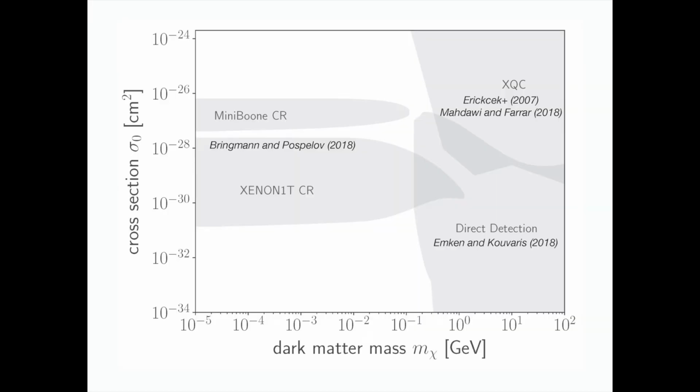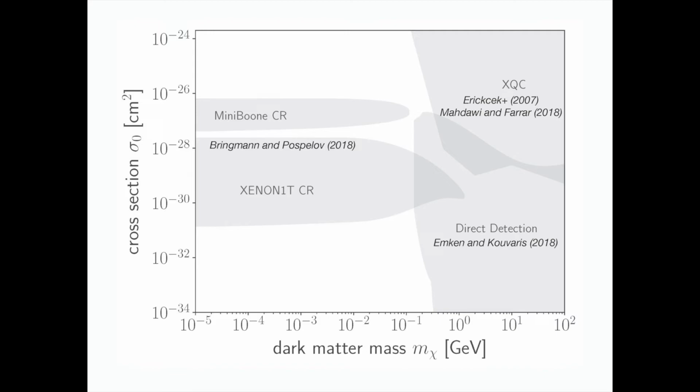Let me not dwell on other constraints except for one. So here is the direct detection constraint. This is not drawn as normal. If you look at the scale of cross-section that we're talking about, these direct detection experiments are actually probing something well below what this plot shows, right?